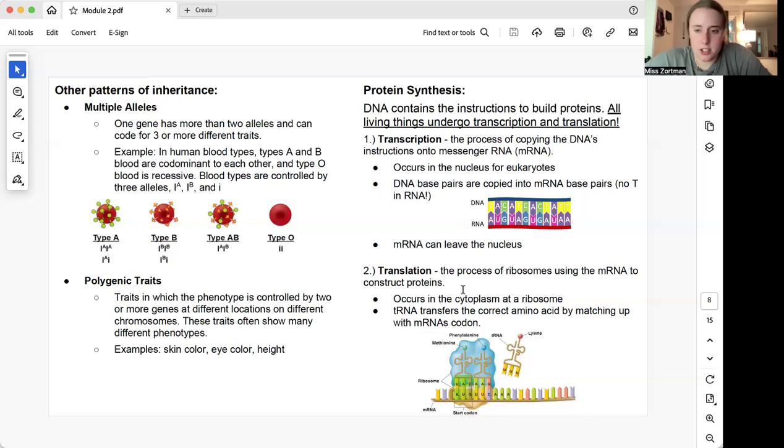For translation, remember this takes place in the ribosome. And this is where the proteins are made. I say if you pronounce ribosome like rib, think ribs. If you eat ribs, those are giving you protein. So proteins are made in the ribosome. With that, it's kind of like a factory.